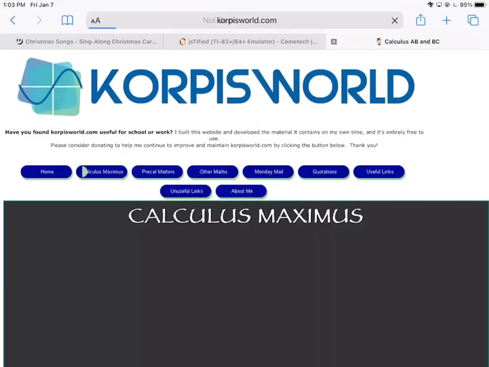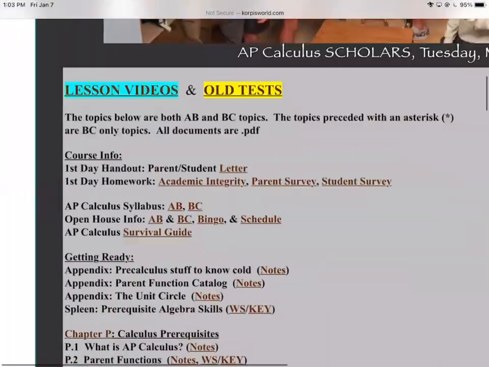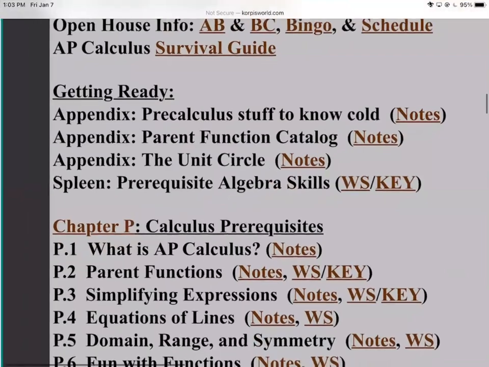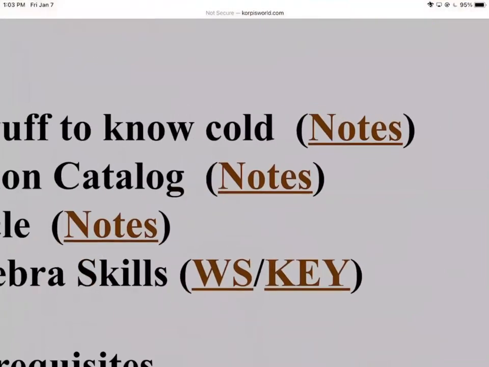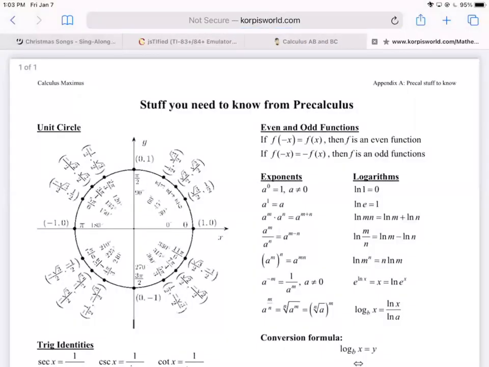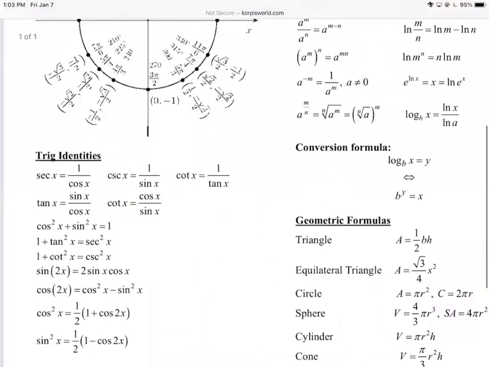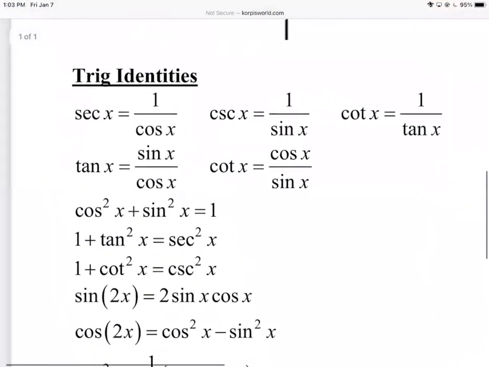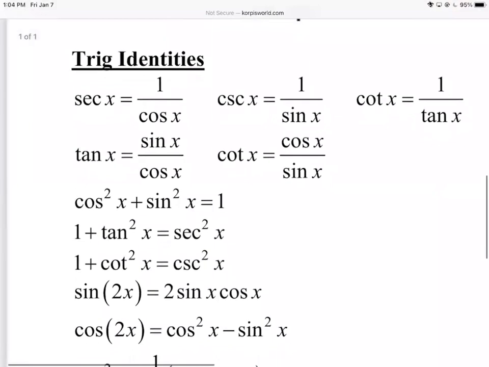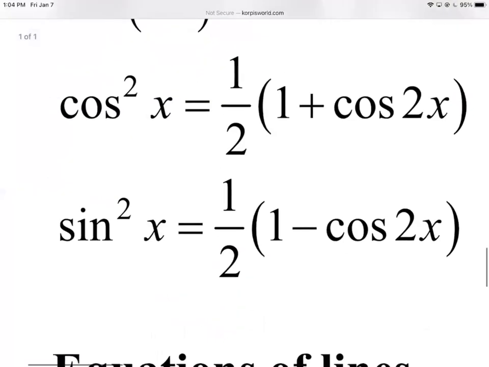That's Wednesday. Go to Calculus Maximus. If you look at the top, it says pre-calculus stuff to know cold. If you go there, those are your trig identities that you need to know through the double angles. You don't need to know the power reducing. But sine of 2x, cosine of 2x, those are the ones you need to know. It's on the website, but you don't need to know these.